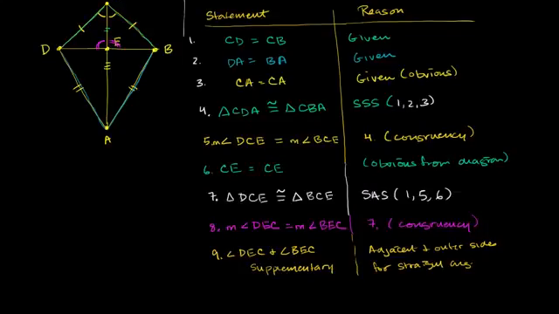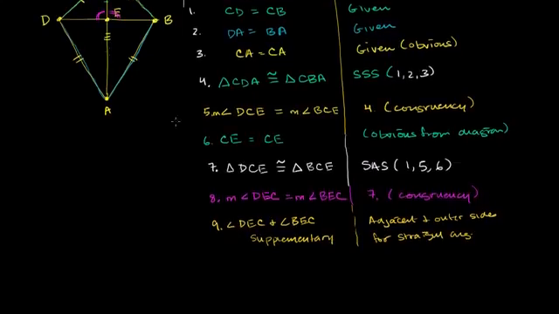And then the next step: if we know that these two angles are equal to each other, and if we know that they are supplementary, we can actually deduce that they must be 90 degrees. So statement 10, measure of angle DEC equals measure of angle BEC, which equals 90 degrees. And for the reason, it might be a little bit more involved, we could put these two statements together. So it would be statements 8 and 9.